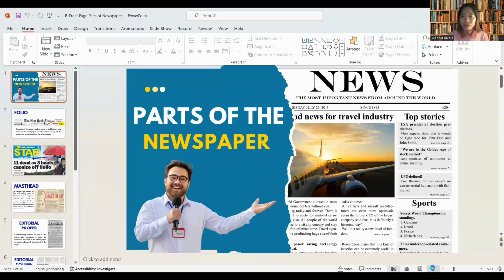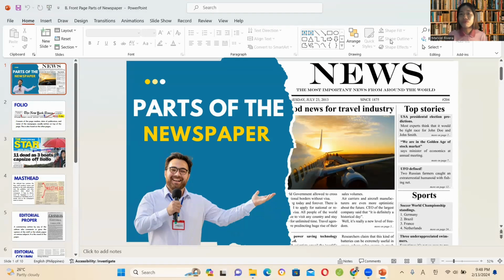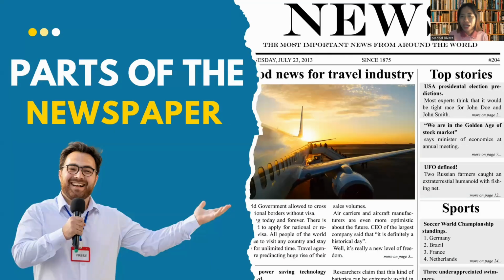Our first topic for our lecture on campus journalism is we will be talking about parts of a newspaper, and more or less we will focus on the front page, but at the same time, not just really the front page, but even some parts of the entire newspaper that we can buy from the bookstore or from the convenience store. So parts of the newspaper.